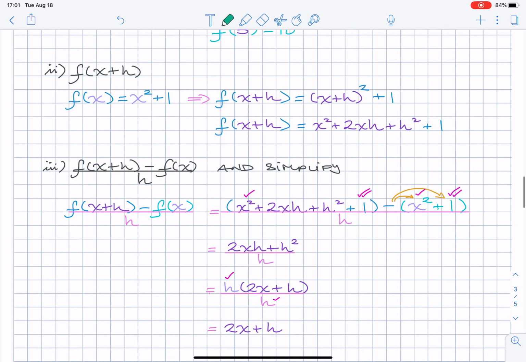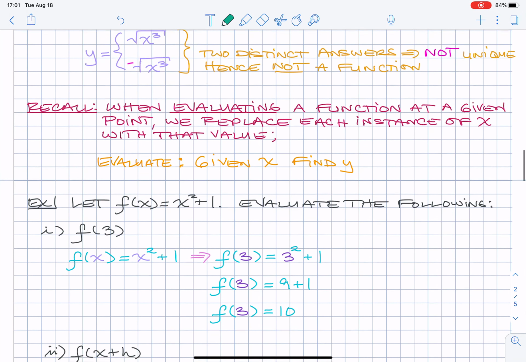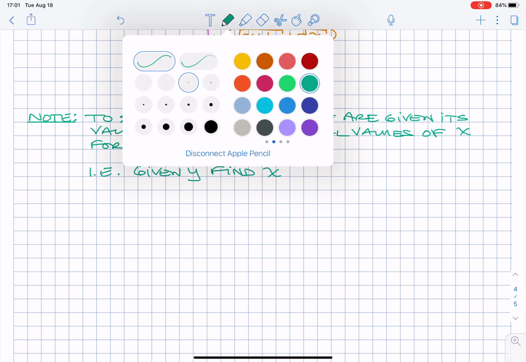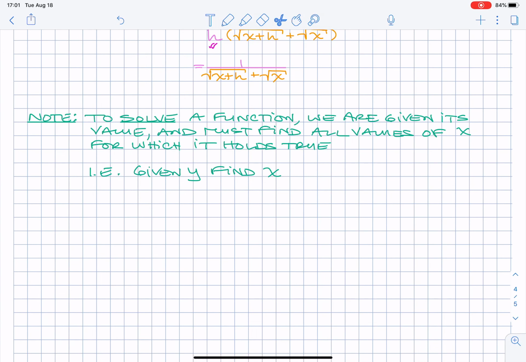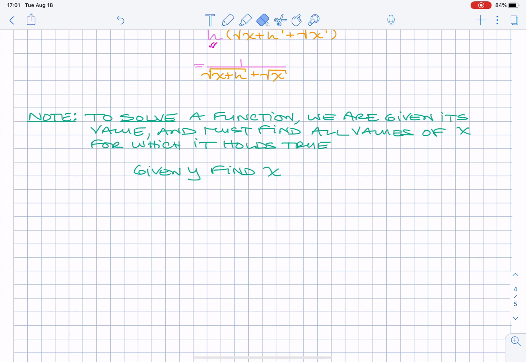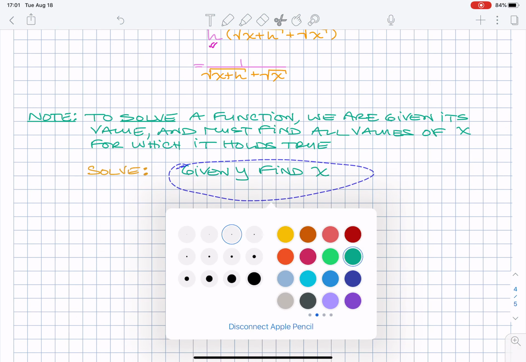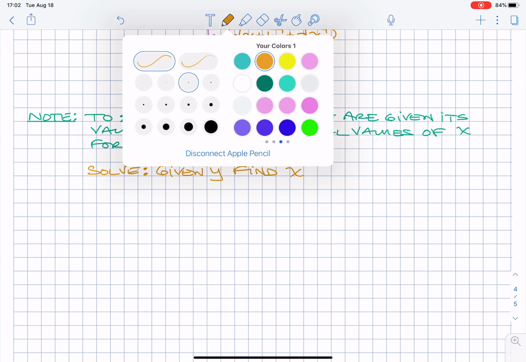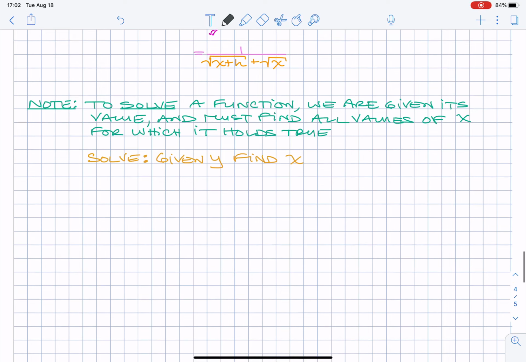And what color did I use when I said evaluate? So evaluate, maybe I should use a brighter color, like gold. So let me rewrite this a bit. So solve in effect means given y, find x. It's the opposite of evaluate, which is given x, find y. Okay, so let's solve some equations.